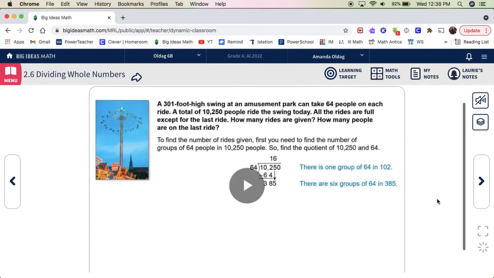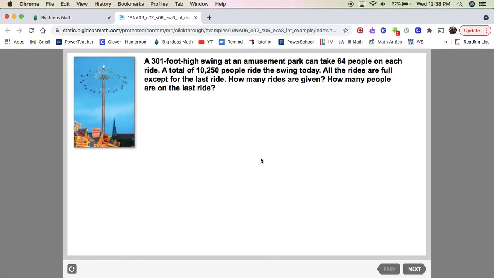And another modeling real life. A 301-foot high swing at an amusement park can take 64 people on each ride. A total of 10,250 people ride the swing today. All the rides are full except for the last one. How many rides are given? How many people are on the last ride? Sounds like a remainder to me.